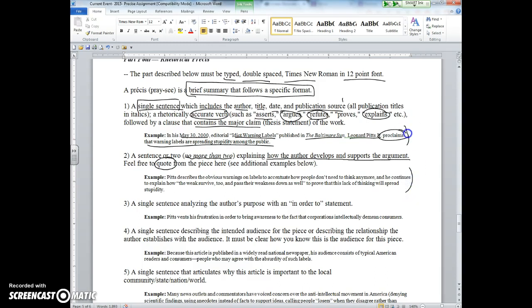So here's an example, right? I've moved from this sentence, and here's the next sentence in my paragraph. Pitts describes the obvious warnings on labels to accentuate how people don't need to think anymore.